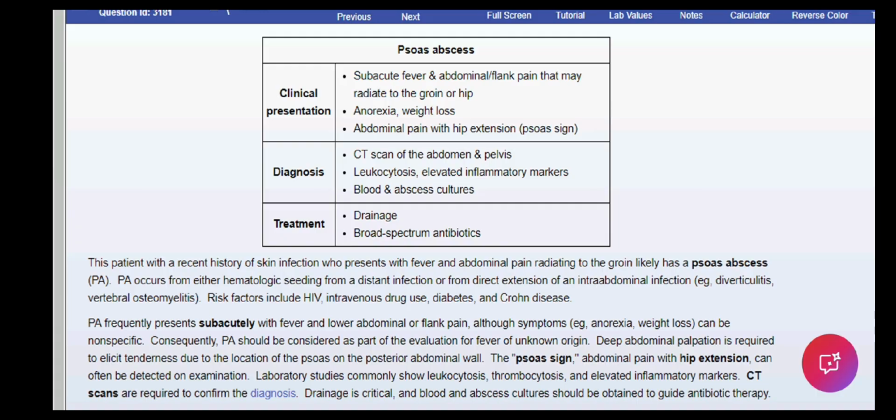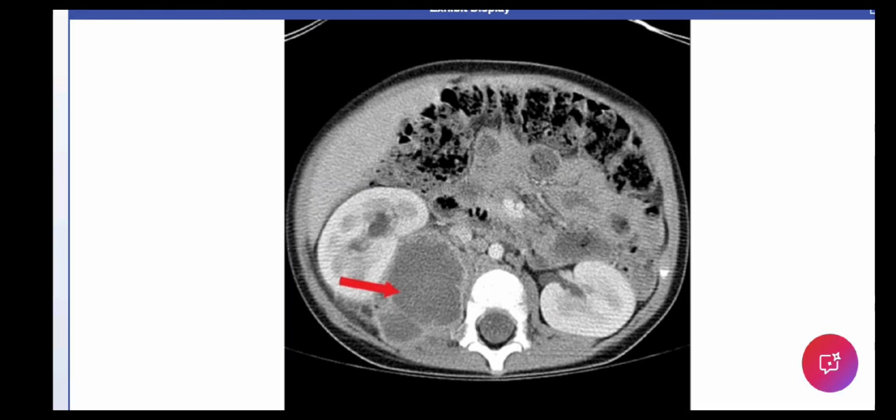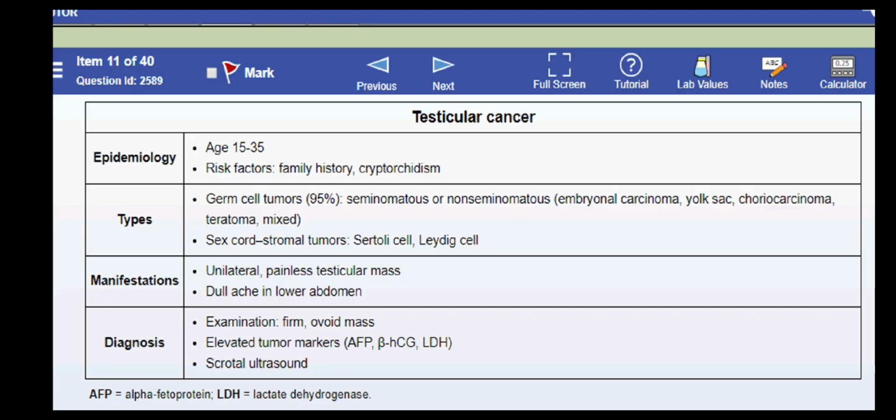Okay, here we'll see this. This is the abscess on CT, closer to the kidney. So this is the psoas abscess. Don't forget it. On every exam they always give you pictures, in USMLE and all these exams. Be careful.